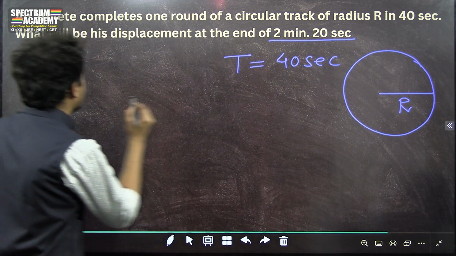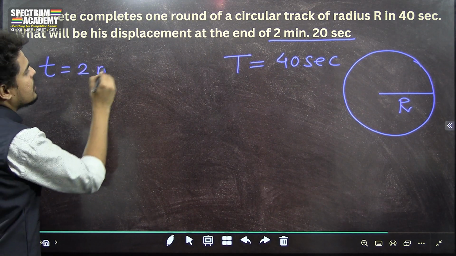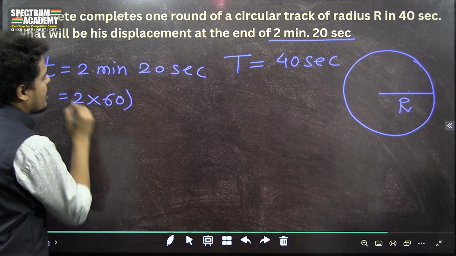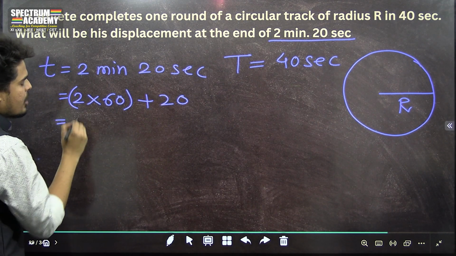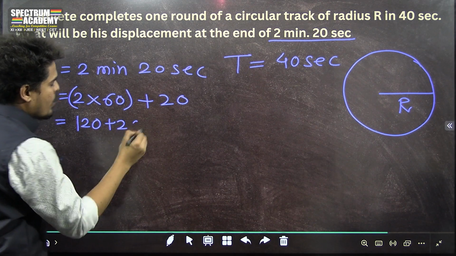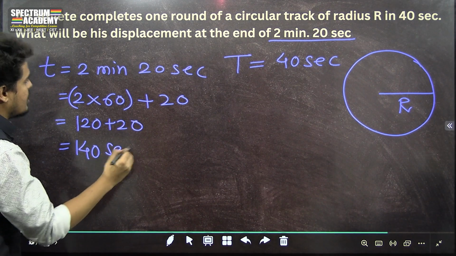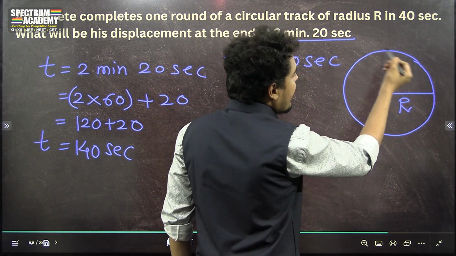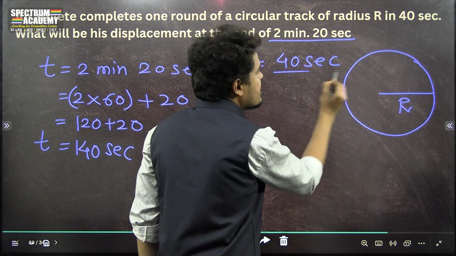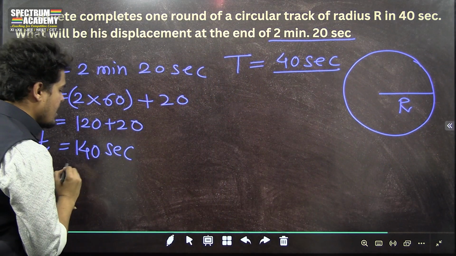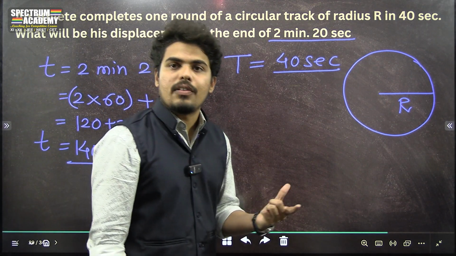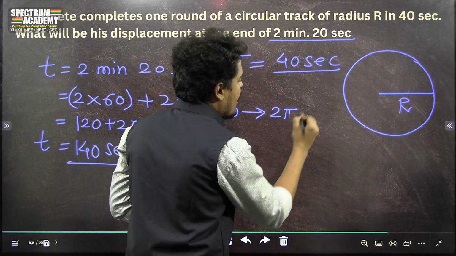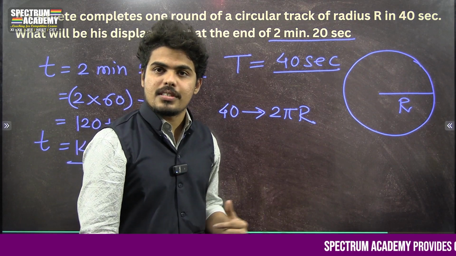So the total time is given as 2 minutes 20 seconds. Means 2 into 60 seconds plus 20 seconds. That means this is 120 plus 20, that means 140 seconds. The athlete is covering the entire circular track in 40 seconds. So in 140 seconds, how much distance is he covering? In 40 seconds he covers a distance of 2 pi r, which is nothing but the circumference, right?